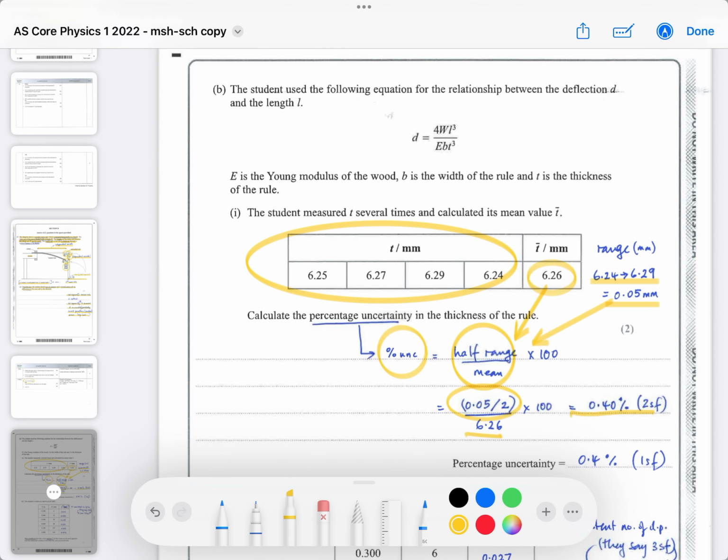They're giving you an equation here that you're going to use later on. So you need to make sure you've read that.